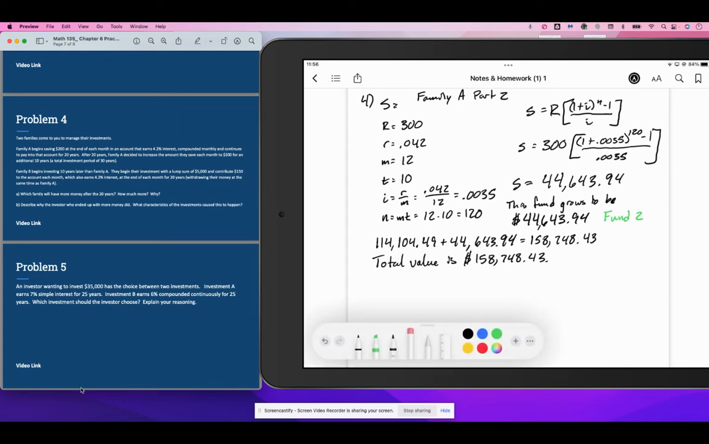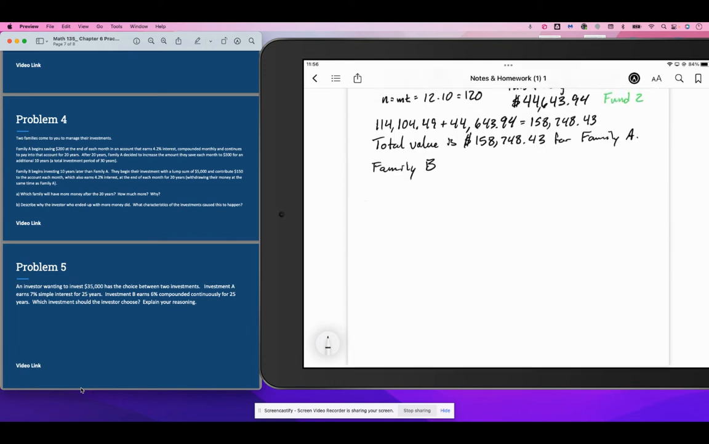And so I'm going to label this here as well for Family A. Family B, they wait 10 years. They start investing 10 years later than Family A did. And they begin their investment with a lump sum of $5,000, and then they contribute $150 to the account each month. And so both of those earn 4.2% interest. And so we're going to see how close Family B matches up to Family A in terms of the amount that they have at the end of this shindig.